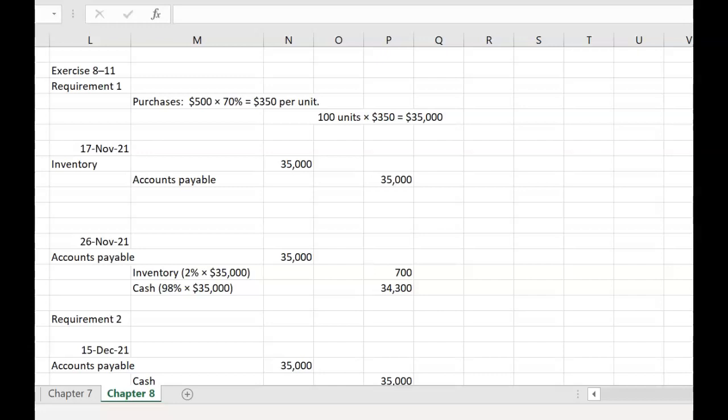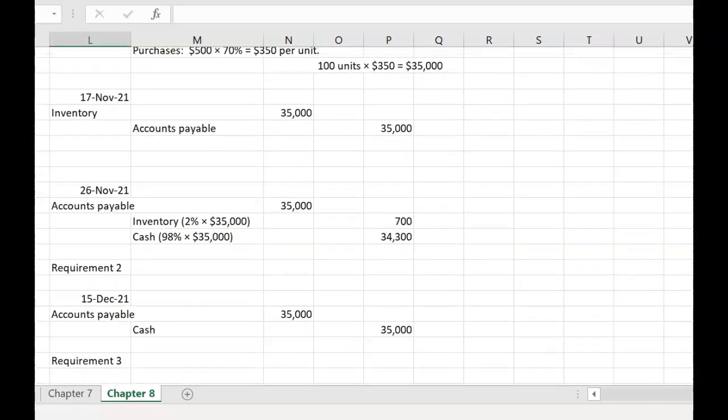Because they paid within the discount period on November 26th, we would debit accounts payable for what we originally credited for the purchase on November 17th, which is $35,000. We were going to pay cash of 98%, which is a credit to cash for $34,300, and inventory would be reduced by 2%, which would be a credit to inventory of $700.